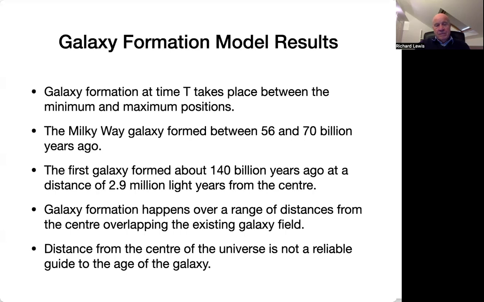And we propose that galaxy formation happens over a range of distances from the center, overlapping the existing galaxy field. So it's not the case that galaxy formation starts at the center and works outwards, with that being a prediction of the age of the galaxy. That doesn't seem to work. And we can say that the distance from the center of the universe is not a reliable guide to the age of the galaxy.